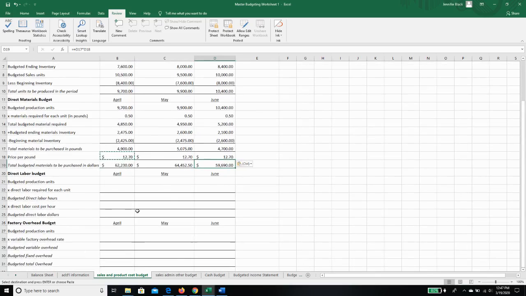So now my direct labor budget. How much labor am I going to need to purchase? And this is going to help us with scheduling and understanding, do we need to hire? Do we need less people? What do we have going on? Okay, so our budgeted production units is where we're going to start.